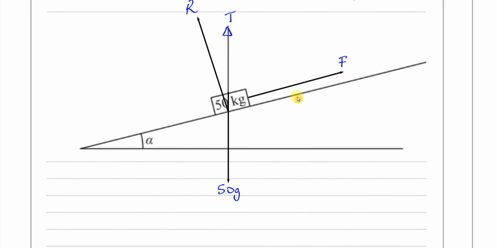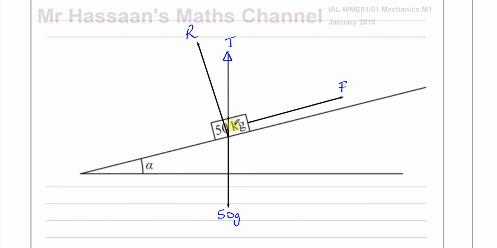Now, what I'm going to do next is I'm going to resolve these forces such that they are all parallel and perpendicular to the plane. Now, the reaction force and the friction are both already parallel and perpendicular, so I don't have to resolve those. But it's the tension and the weight I have to resolve in a direction perpendicular and parallel to the plane.